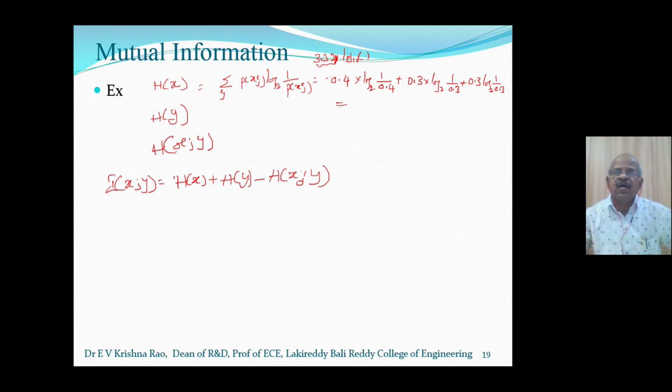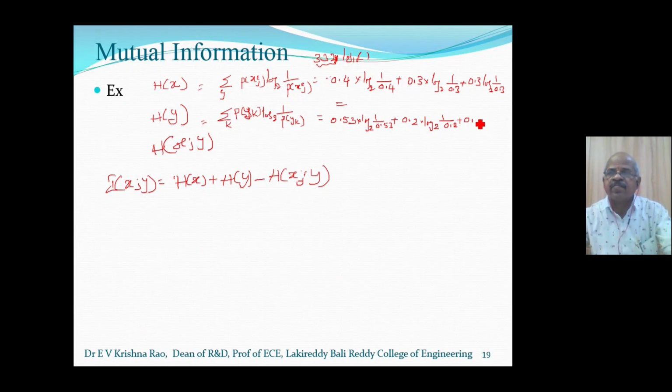Okay. Similarly, H of y is the sum of P of yk logarithmic base 2 of 1 by P of yk for all k, as you have the output probabilities. That is 0.53 multiplied by logarithmic base 2 of 1 by 0.53, plus 0.2 logarithmic base 2 of 1 by 0.2, plus 0.27 logarithmic base 2 of 1 by 0.27. So you will get H of y.